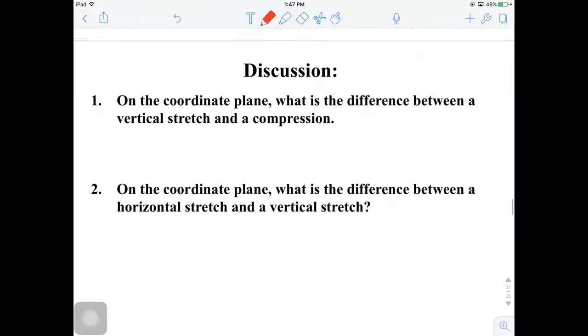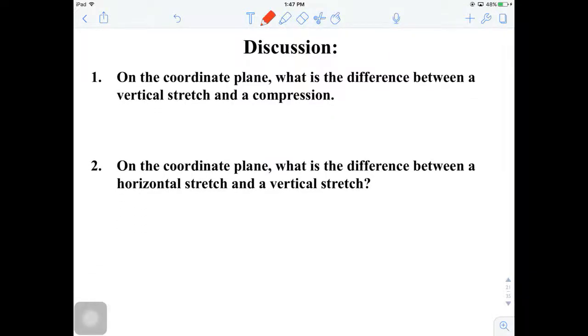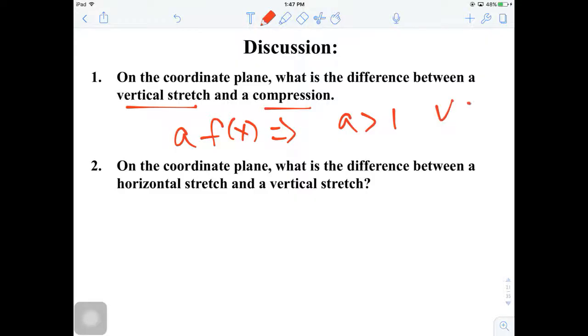And that takes us to the discussion questions. On the coordinate plane, what is the difference between a vertical stretch and compression? So if you have a function, f of x, if you have an a in front of it, when a is greater than 1, you're going to have a vertical stretch. So that's a vertical stretch, VS. And if a is between 0 and 1, then you're going to have a vertical compression. And right here, VC stands for vertical compression.